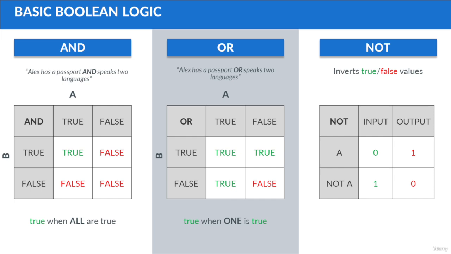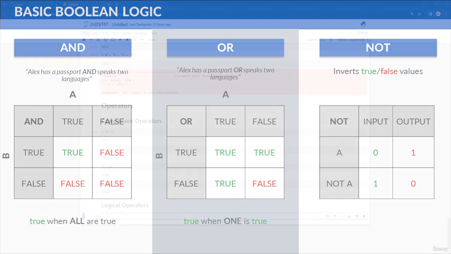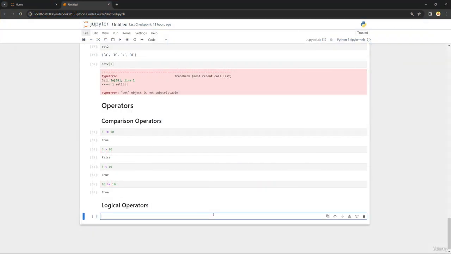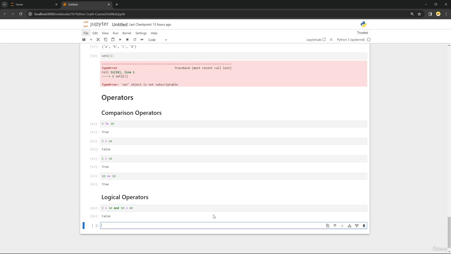And let's now put these into practice back inside of our notebook. For our first condition, we'll have is 5 less than 10. Then we'll provide the AND keyword, and now we can enter another comparison operator. So I'll put is 50 less than 40. If we run this, we get the value of false, because the second part of our AND statement here is false, as 50 is not less than 40.